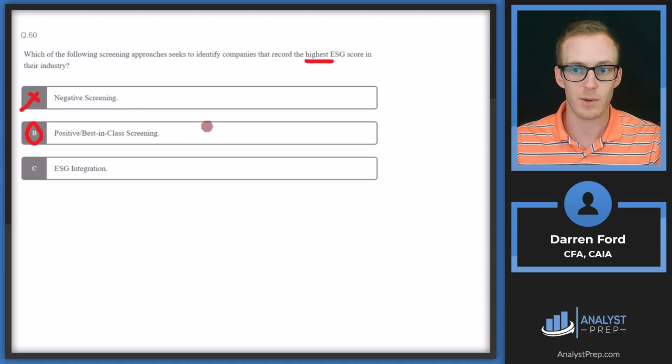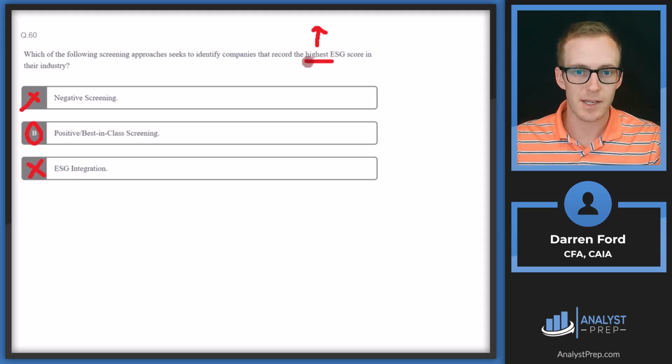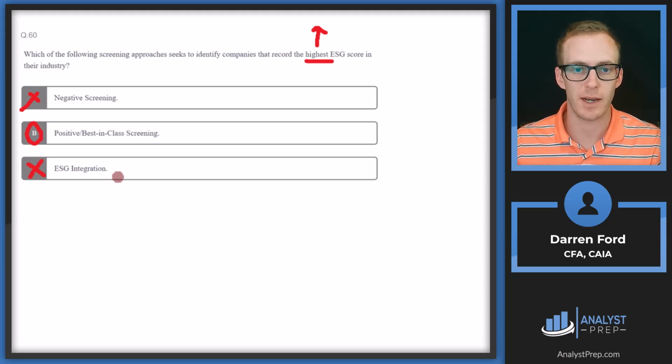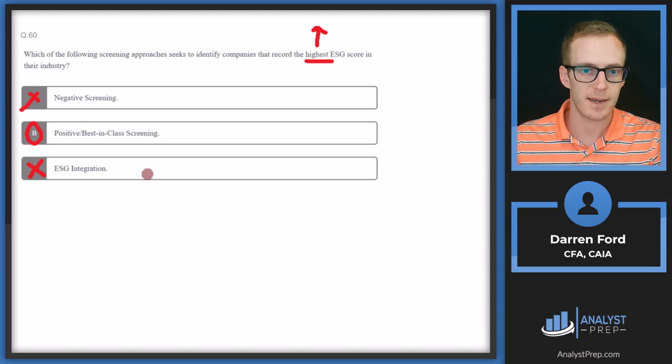Positive would indicate that we're looking for companies that have positive or good environmental, social, and governance impact and would have a high score. And C, ESG integration. This is going to be less related to highest score and more so just that they have some type of strategy integrated with the company related to environmental, social, and governance. Not necessarily that they're going to be the cream of the crop or anything like that. Answer B.